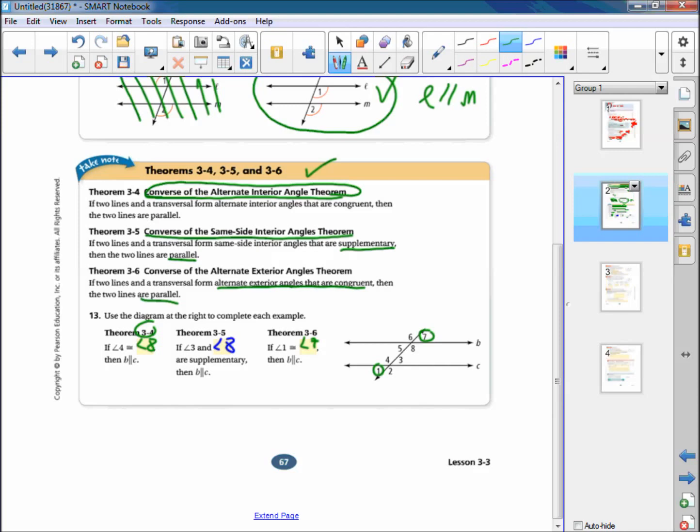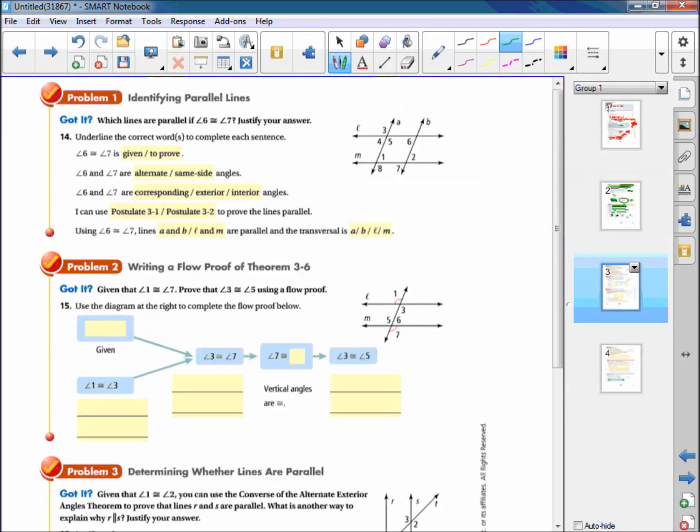So last section, we said, hey, if they're parallel, then these special congruencies happen. And now we're saying if those special congruent things are happening, then the lines also must be parallel. All right? Let's flip it over and do a little bit of work with that. Okay, on page 3, we have 3 problems here. Our first problem is about identifying parallel lines. And the question is, which lines are parallel if 6 and 7 are congruent?